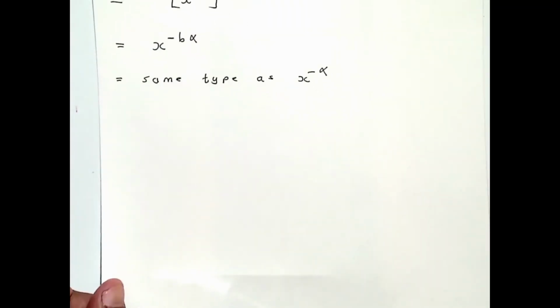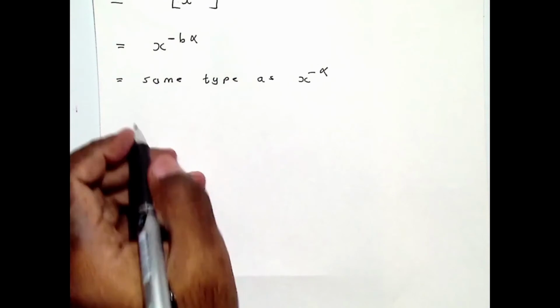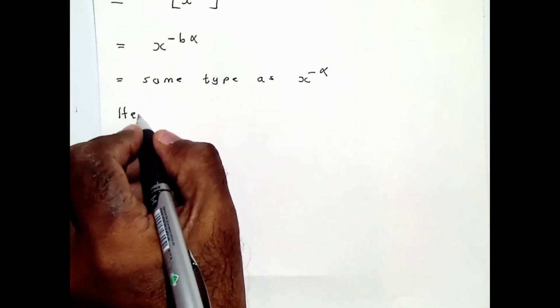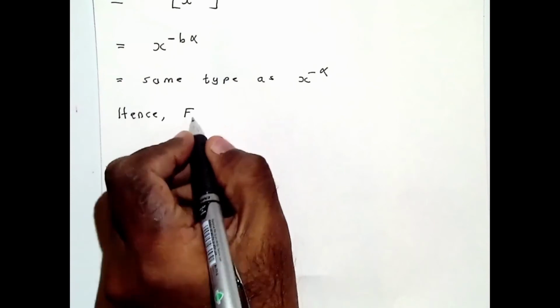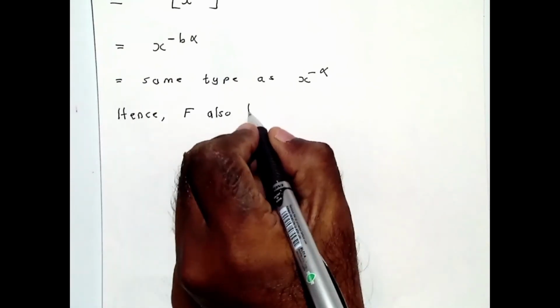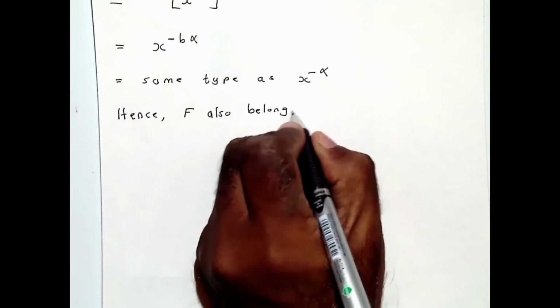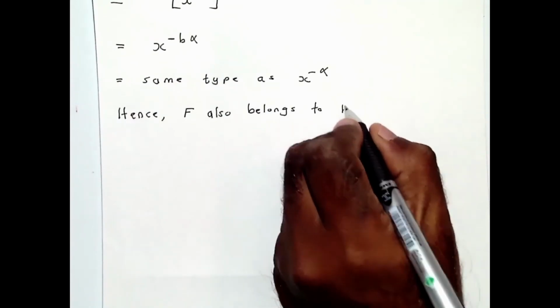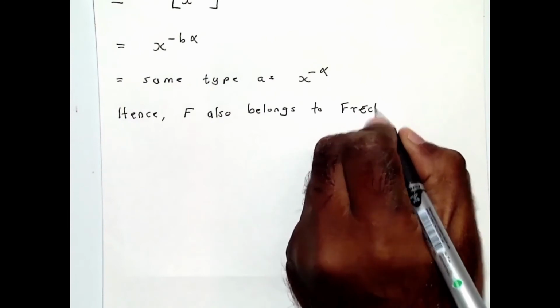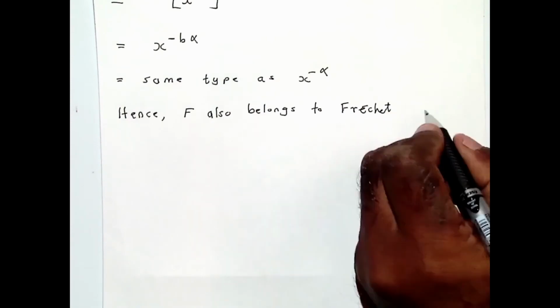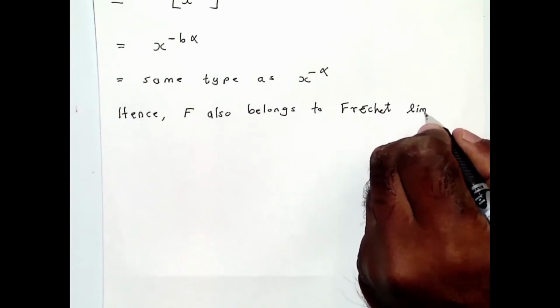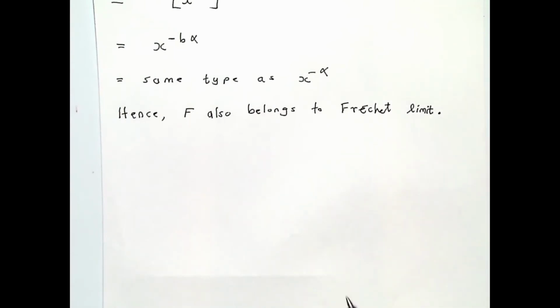So hence we have shown that F also belongs to the Fréchet type of limit. All right, so we have shown part A, we have shown part B. So the only remaining part we need to show now is part C. So let's try to do that.